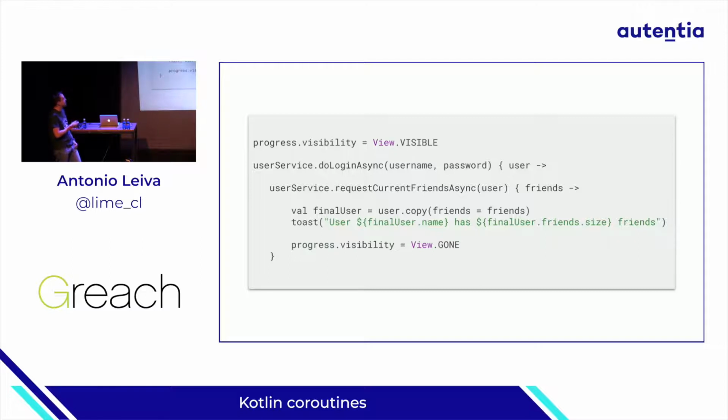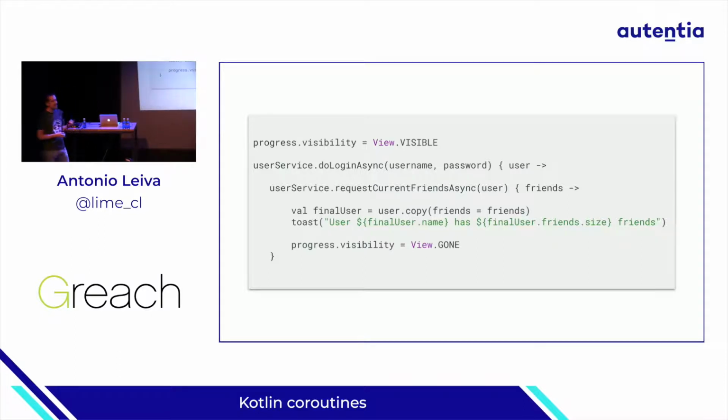In this case, we are just showing a progress to show in the UI that we are doing some background task or some long task. Then I would do a login request with a username and a password. And when we receive the result here as an object, we could then do the request around that user. For instance, request the current friends, and when we finish here, we could get the final user and do anything on the UI. Here I'm just showing a message on the screen, but it could be whatever we need. And at that point, we could hide the progress.